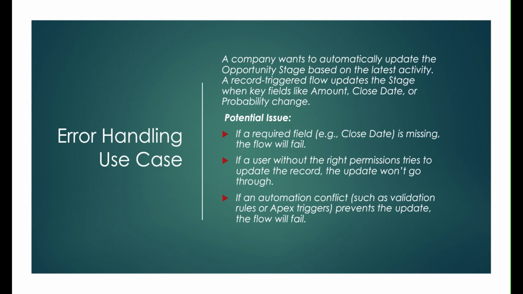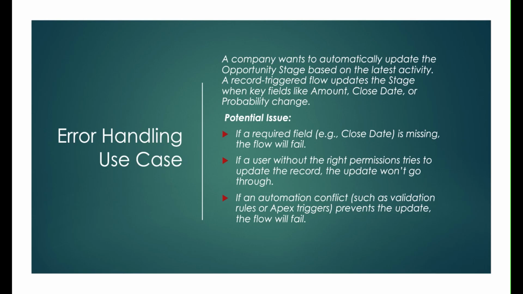But there are potential issues that can come up. One of the first ones is if a required field like close date is missing, the flow is likely to fail. If the user runs the flow without the right permissions to update the field or update the record, what happens in that case? The update will not happen, and again, the flow potentially will error out.